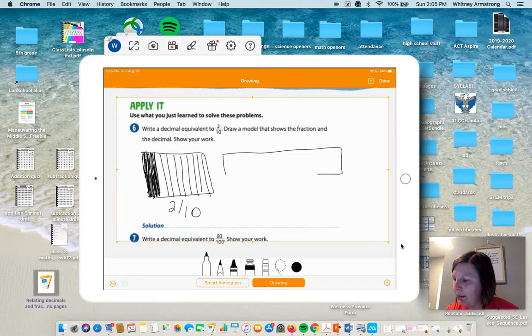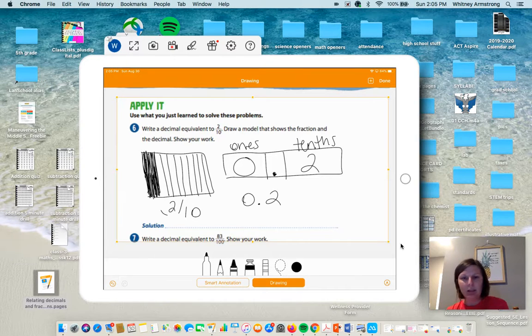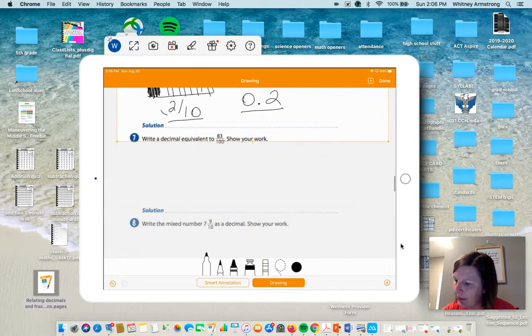Now, I also need to do my decimal. So here's my place value chart again. Okay, I don't have a whole number, so I can do a 0. Point, tenths place, whatever is above that is what you write. 2/10. So 0.2 is my decimal. Okay, so if 2/10 is my fraction, 0.2 is my decimal. So let's keep going. Let's go down to the next one.